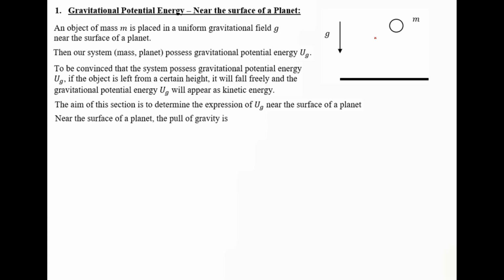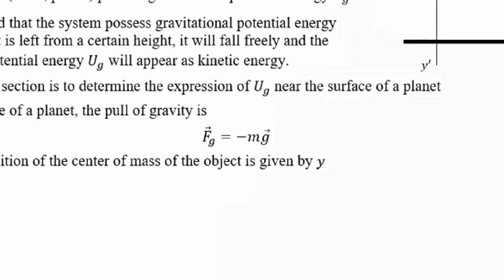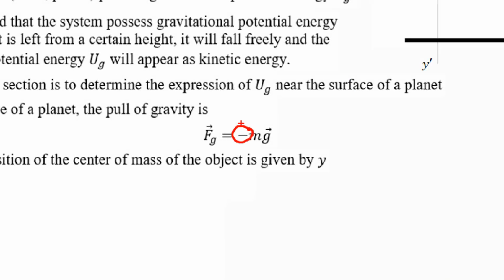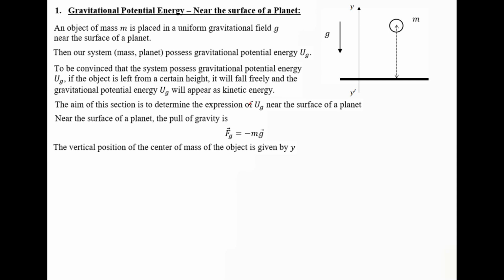Near the surface of a planet, the pull of gravity is given by minus mg. The vertical position of the center of mass of the object is given by y. Now here, why do we have a minus sign? Because the positive direction is chosen to be up, so gravity is pointing downward. For this reason we have a minus sign. Now y is the vertical position of the object, and if you want to be more precise, the center of mass of the object.